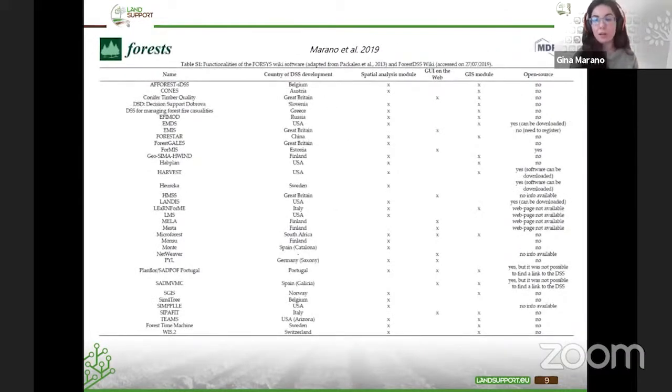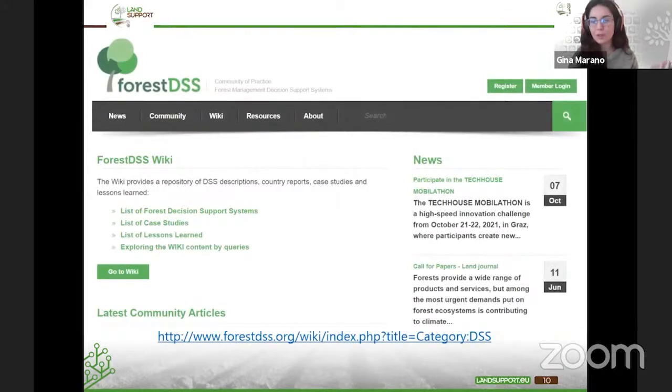And there are really many systems out there. In a paper of 2019, we reviewed over 60 of them, but in the meantime, the world goes ahead. And those that are interested can navigate through nice platforms like the Forest DSS Community of Practice, and they can just choose what they like.